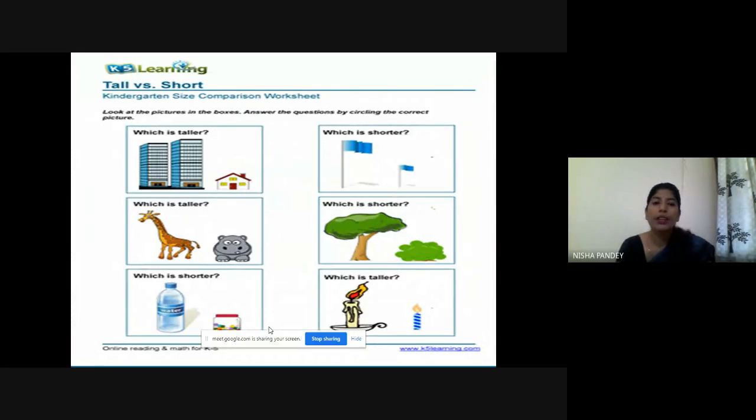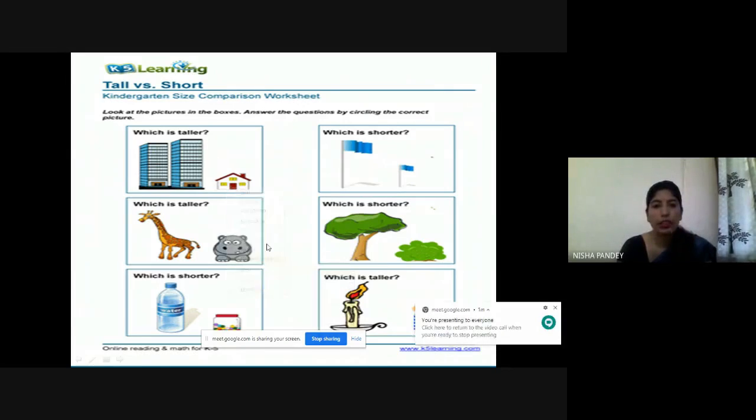So we have done taller, shorter, right? So we'll do this first. And we know any object which has great height or more height will be taller. It will be tall, and which has less height, jiski height kam hogi, that will be short, or we can say shorter if we are comparing two objects, right? So here what you have to do, children, which is taller? You can see these are two buildings and here there is a house. So you have to compare among these two buildings or house. Which one is taller? Can you tell me? Ma'am, the building is taller. The building is taller. Very good. So we'll take the building, right?